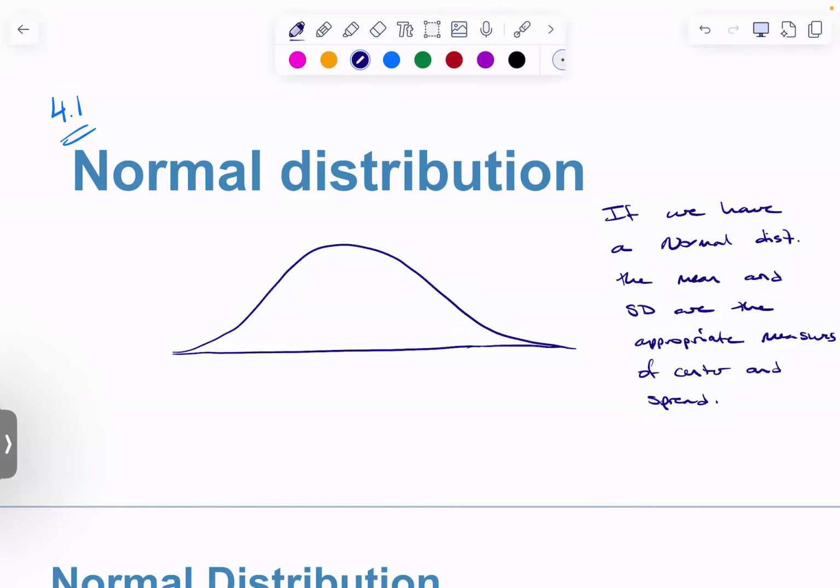And we said the normal distribution is going to be centered on the mean. In fact, we're going to center it on the population mean. And it's symmetric about the mean.